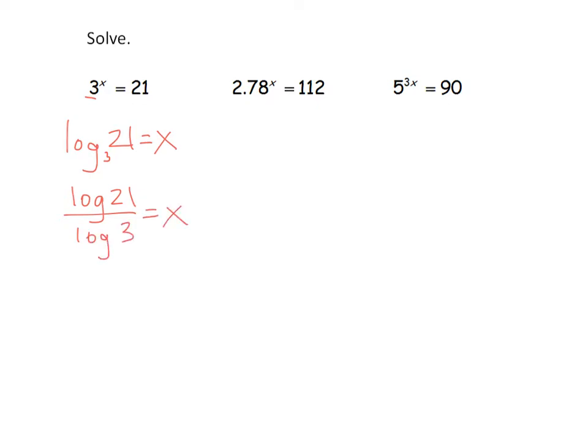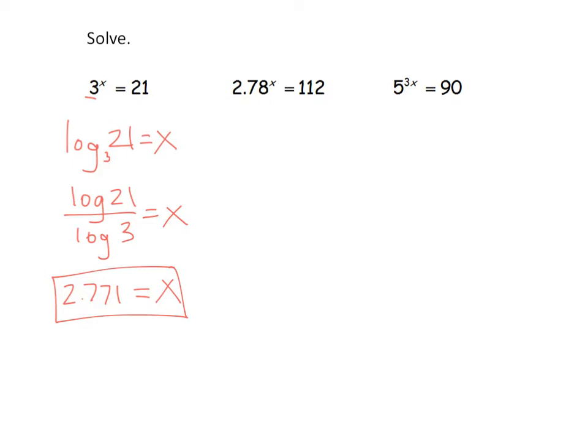Now we're in the common log because there's a 10 here. It doesn't show up, but that is a common log. And we can do the math on our calculator to find out the value of x. So 2.771 is the value of x. And like I mentioned in other lessons, we can put this value in for x here to make sure that it's true in the end.